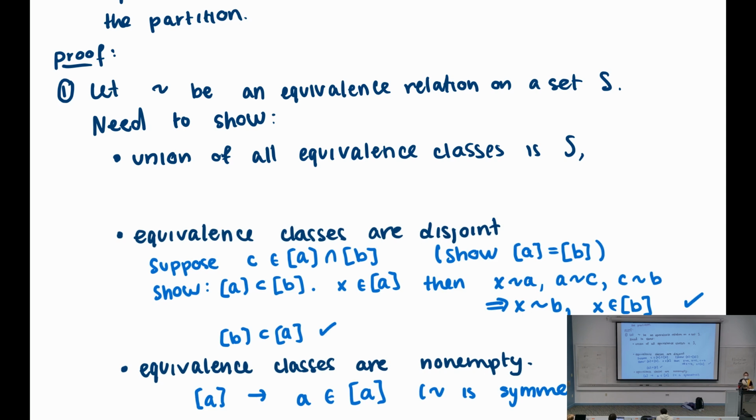Yeah. I think there are kind of two things we have to prove. I think first, by definition of an equivalence class, every element of S is in one of the equivalence classes, and there also isn't anything outside of S in here because the equivalence class is only defined inside S.